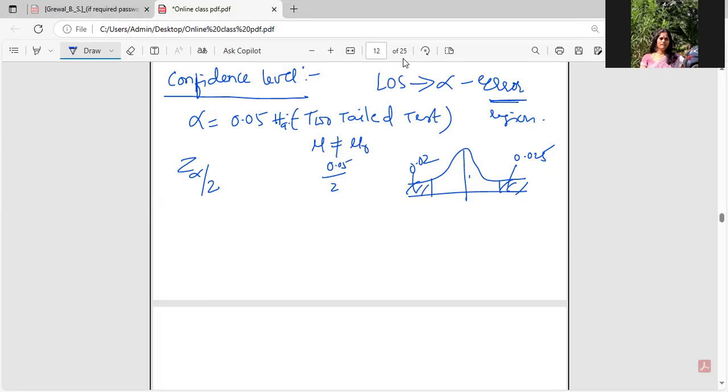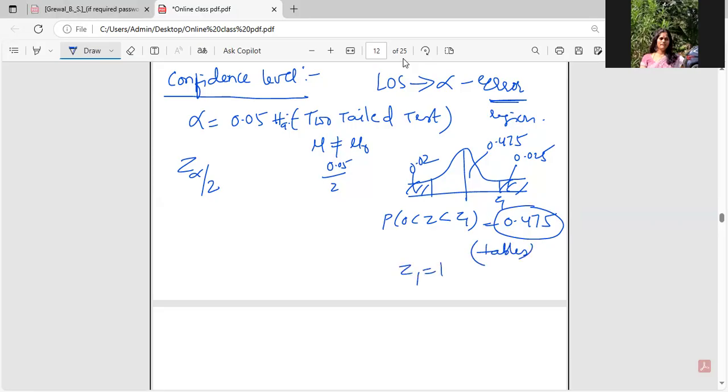Now this value would be 0.475. Now I'll look for the Z value. P of 0 less than Z less than some value, let this be Z1. This area I'm getting to be 0.475. I'll look for this area in the Z table. Now here I'll be getting Z1 to be, all of you can see, 1.96.